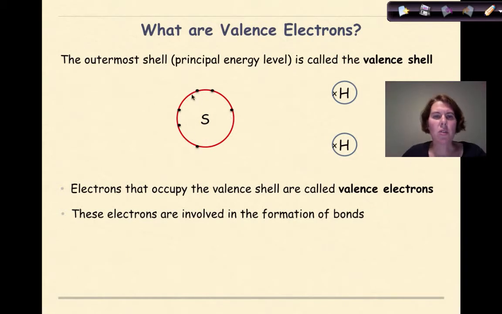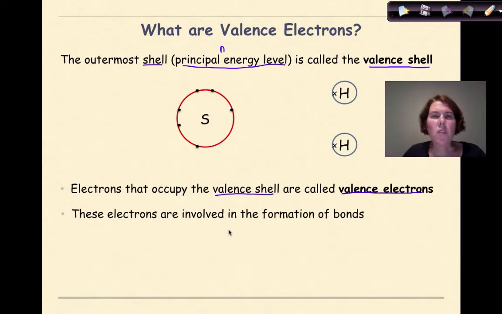The first thing that you should know is that when you look at a Bohr model of an atom, the outermost shell, otherwise known as the principal energy level, which is sometimes represented by a little n, is known as the valence shell. And the valence shell is where these valence electrons are located. So if you see in this bullet down here, valence electrons are located in this valence shell.